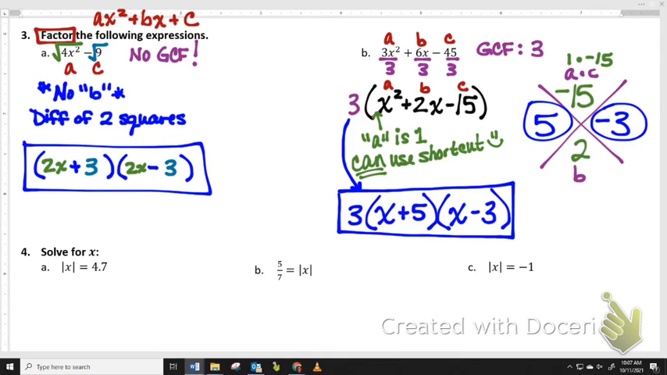Yep. Answers are going up on Canvas for the entire thing right around 5th period today. I want to look at number 10 with you guys very briefly. Look at number 10 with me.